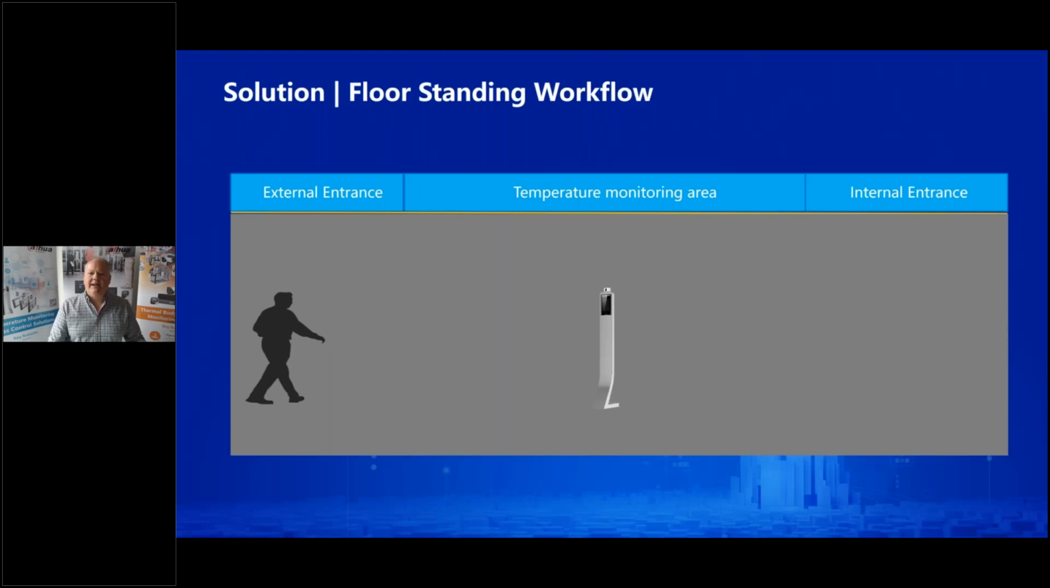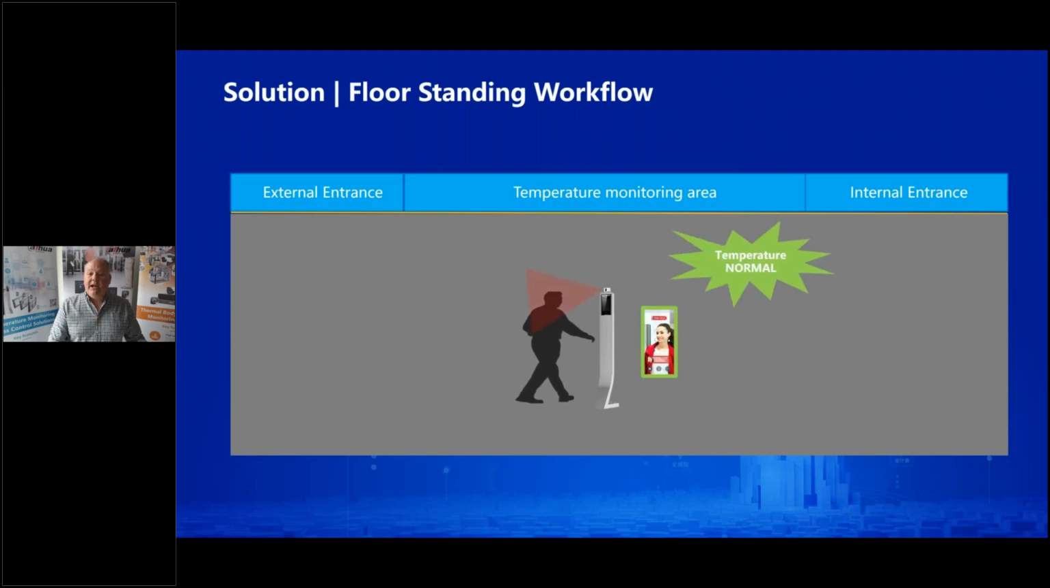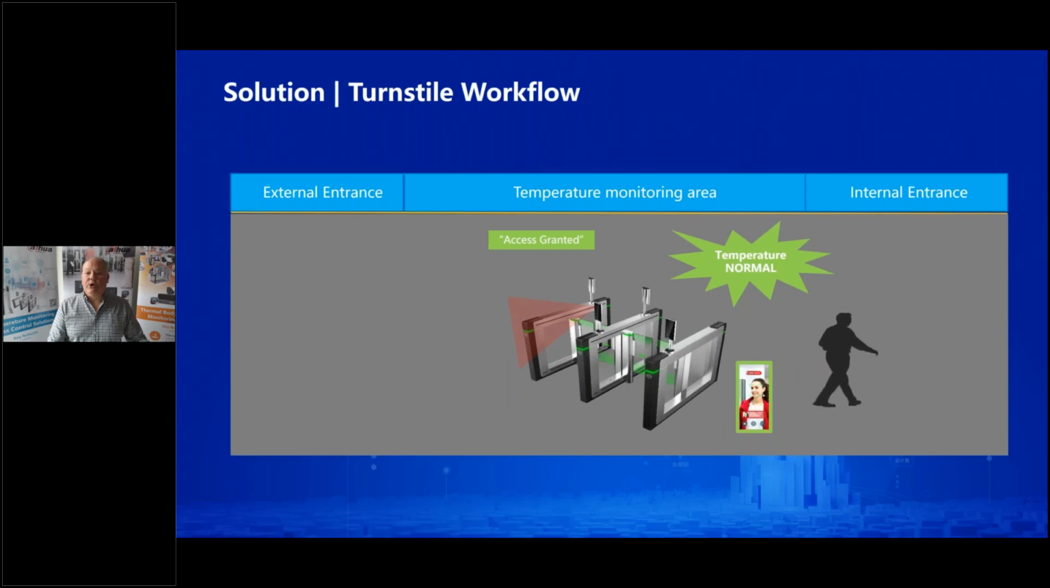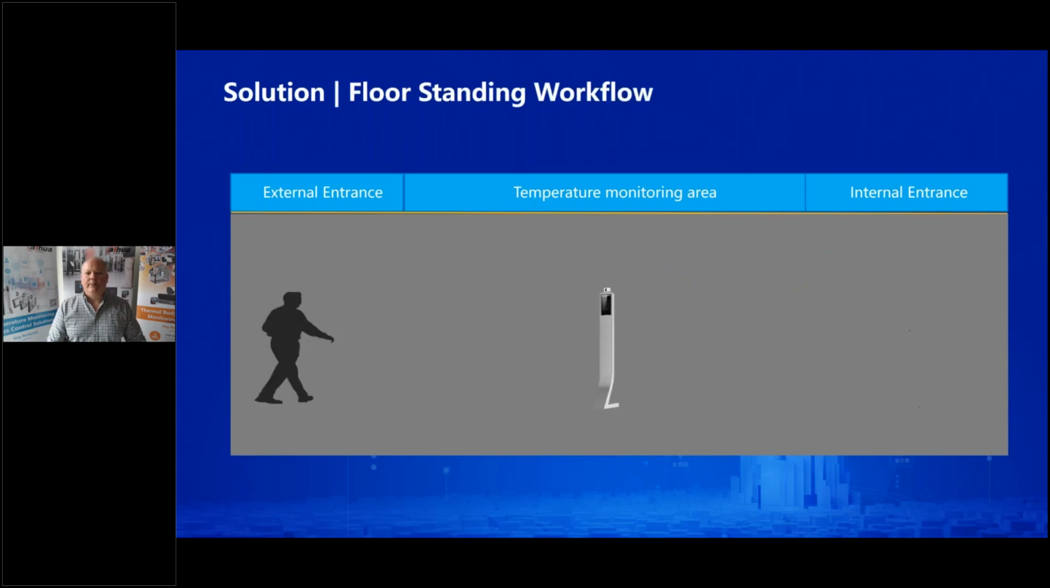Here you see the floor standing TMAC, and a person is going to present themselves to the TMAC. The temperature is checked with the thermal camera. The temperature is normal, so they get the audible message, access granted. And if that's the case, then they just carry on walking past the device and into the entrance within the building. The same workflow is exactly the same with a turnstile solution. Temperature normal. This time the gates would open and the people walk through into the building.